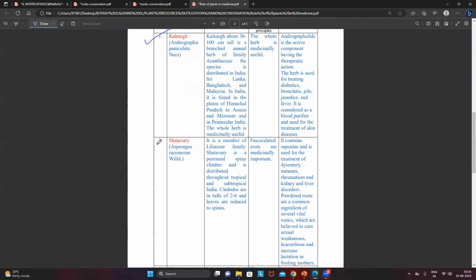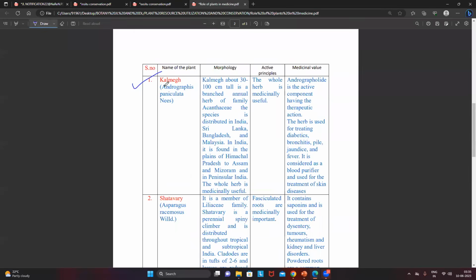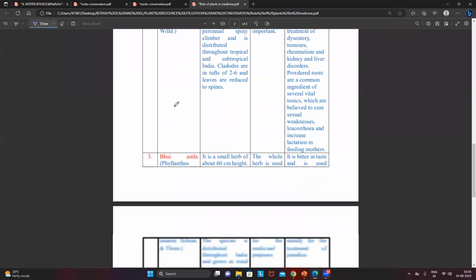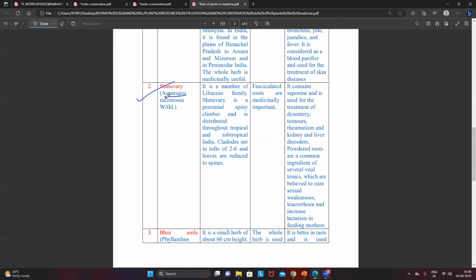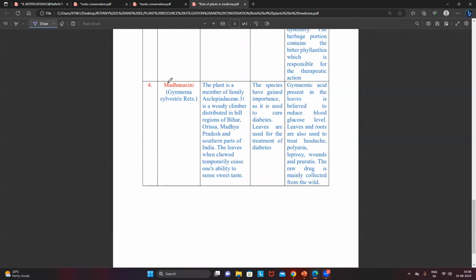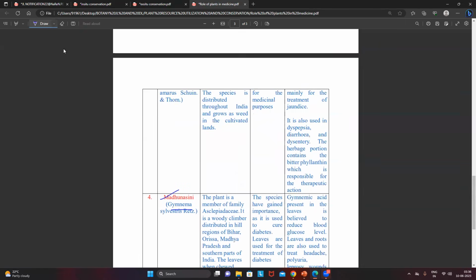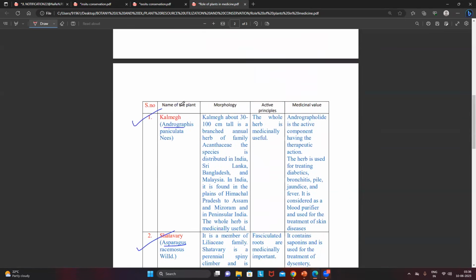Name of the medicinal plant, they have given only 4. Andrographis, you have to mandatorily remember the scientific names, right? See, they have given Andrographis, which is originally called Kalmegh. Asparagus, originally called Shatavari. Phyllanthus, originally called Bhui Amla. And Gymnema, originally called Madhunashini. What is the question you can expect in the exam? 99.99% you will get the question here.